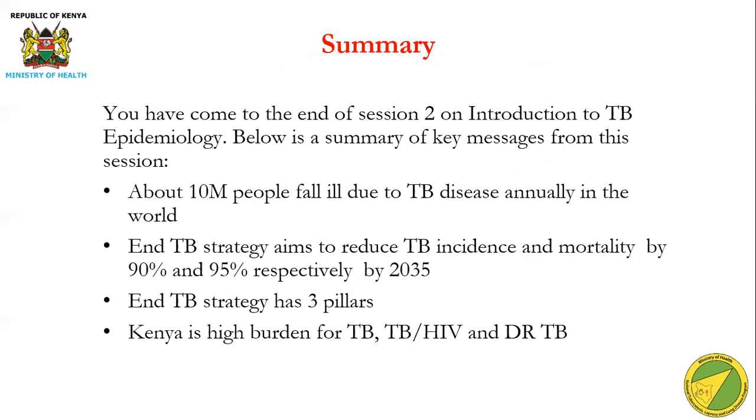So finally, in summary, we have looked at the global statistics: about 10 million people fall ill due to TB annually, globally. The NTP strategy aims to reduce TB incidence and mortality by 90% and 95% respectively by 2035. It has 3 pillars, as we had seen. Kenya is in the high burden for TB, with a triple burden of TB, HIV, and DR-TB.